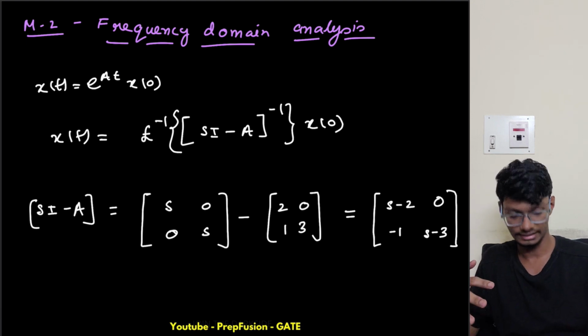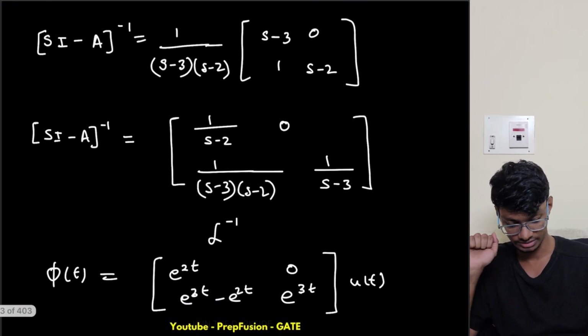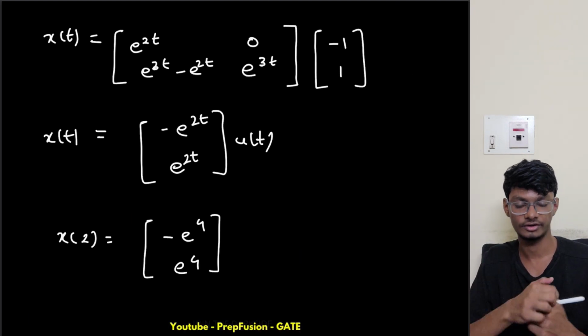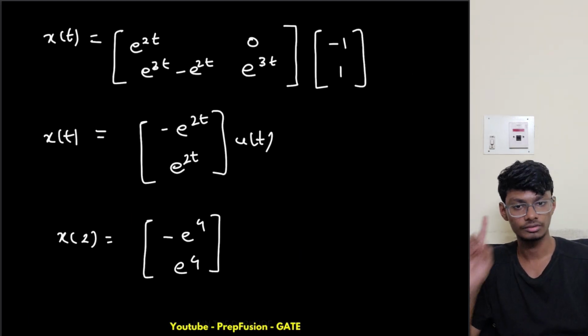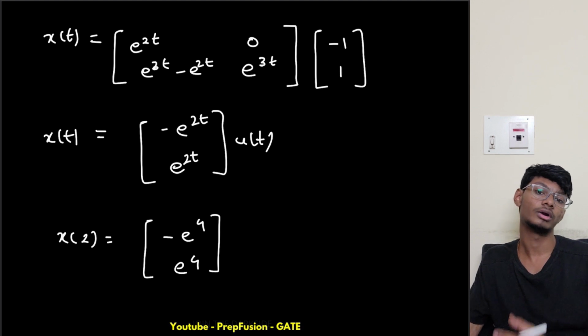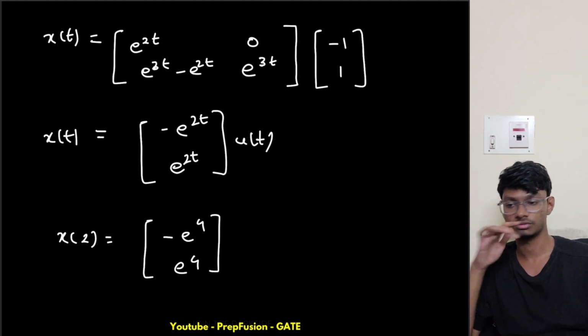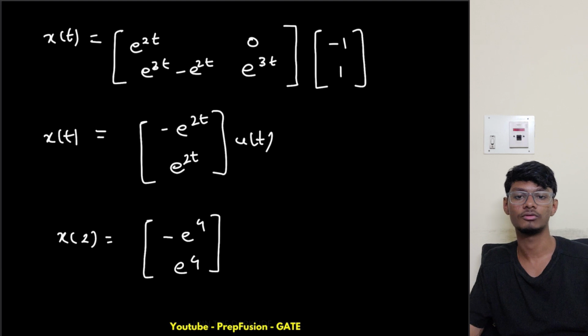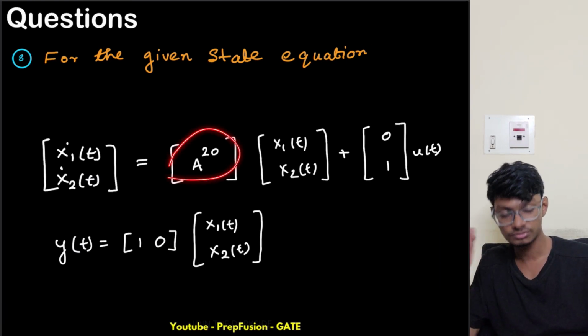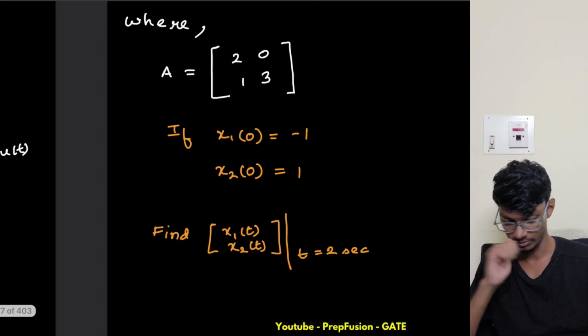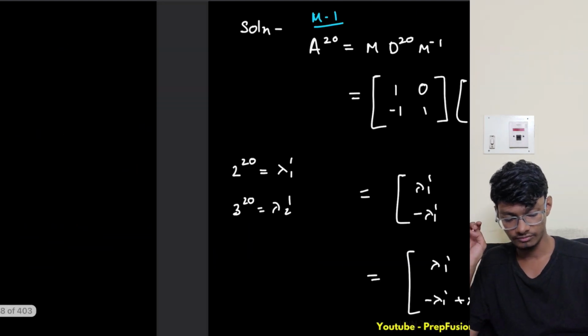This is a frequency domain analysis, which you might say is much faster. You will find phi of t much faster. In most cases you will use this only. But when you are not able to find the Laplace inverse, or you're not able to find sI minus A, then you have to go for the time domain method, where this something power comes up. So you find the power of this.